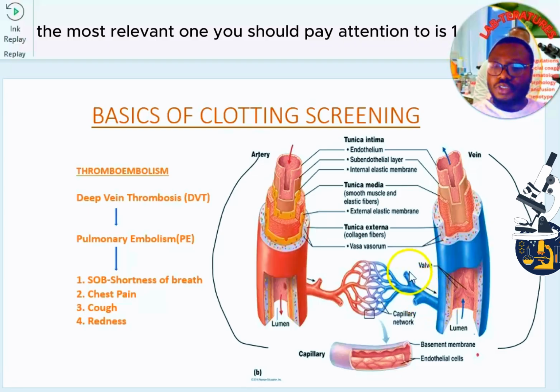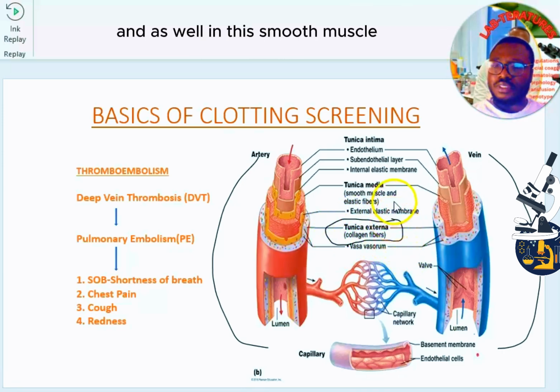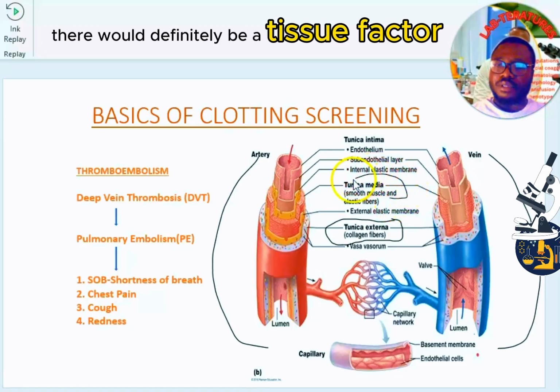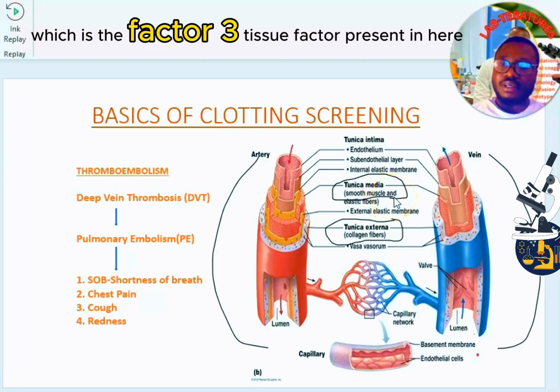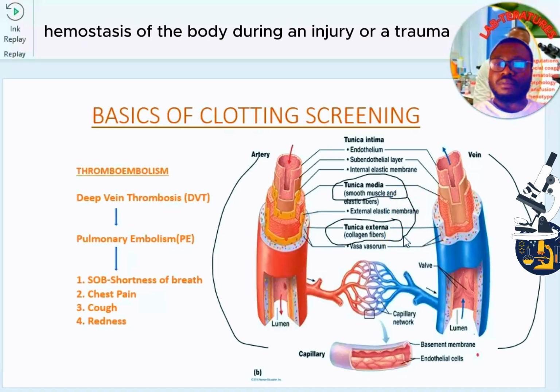The most relevant one you should pay attention to is the presence of this collagen within the tunica externa. And as well, in the smooth muscle, there will definitely be a tissue factor, which is the factor 3, tissue factor, present in here. And these two play a vital role in the primary hemostasis of the body during an injury or a trauma.